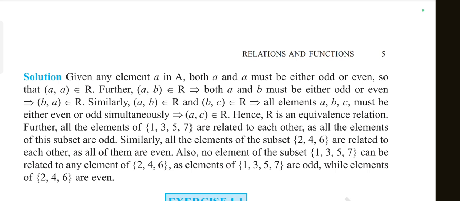Further, all the elements of {1, 3, 5, 7} are related to each other, as all the elements of this subset are odd. Similarly, all the elements of the subset {2, 4, 6} are related to each other, as all of them are even. Also, no element of the subset {1, 3, 5, 7} can be related to any element of {2, 4, 6}, as elements of {1, 3, 5, 7} are odd, while elements of {2, 4, 6} are even.